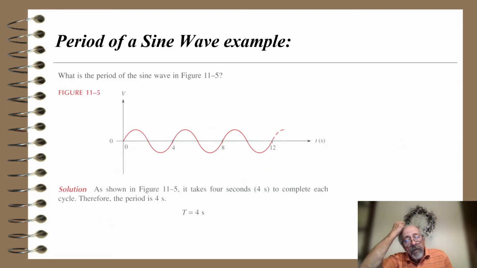Here's an example that asks what is the period of the sine wave in figure 11.5. It shows the sine wave going through one complete cycle, that is positive to negative alternation, in 4 seconds. There are three sine waves shown there. It takes 12 seconds for that to occur, and the period for one sine wave, the period T, equals 4 seconds.